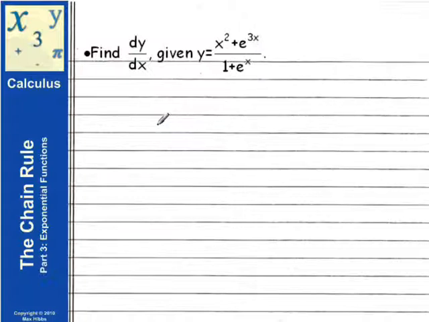But let's get started in this example. Here we're to find the derivative of y, where y is the quotient x squared plus 3 e to the 3x power, all divided by 1 plus e to the x.